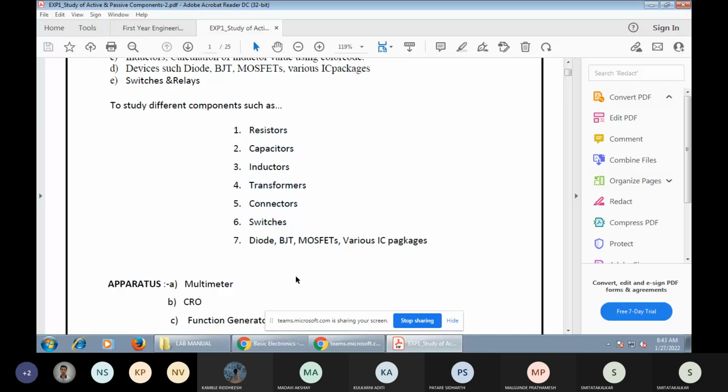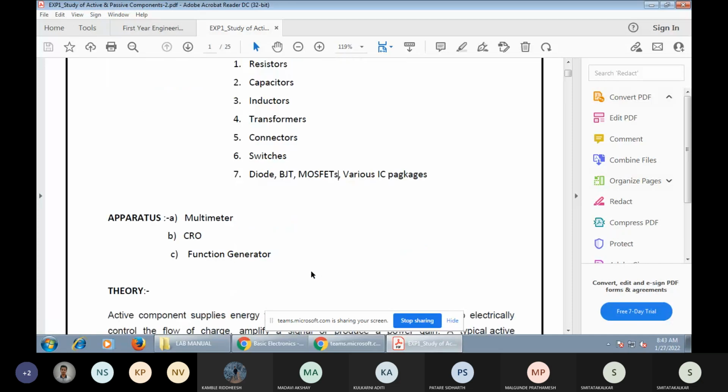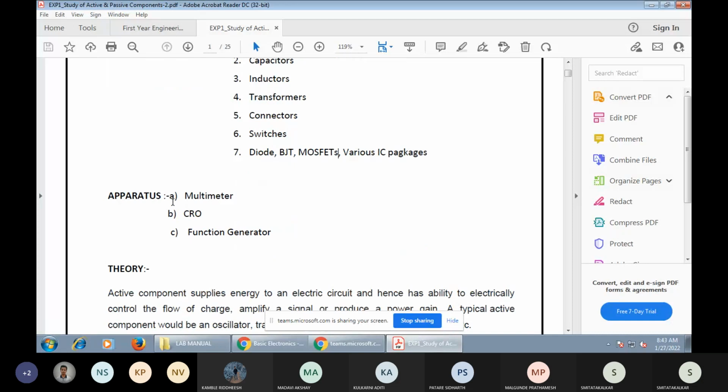All the passive components will help the active components or active devices, that is the BJT, diode, MOSFET and the various IC packages. You can see here the apparatus. Apparatus is most important. Apparatus is the equipment required for performing the practical. We can perform the practical study of active components and passive components.